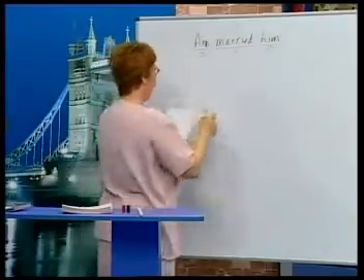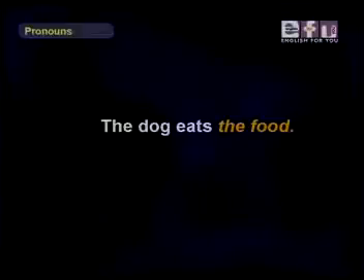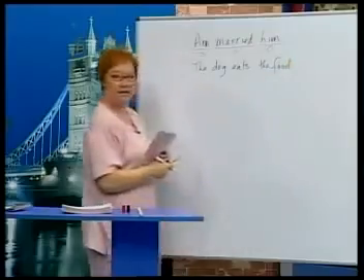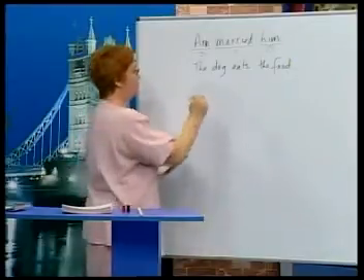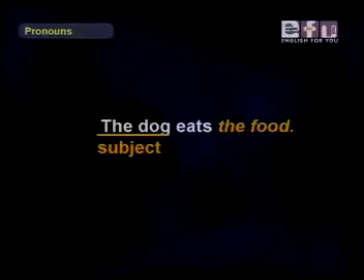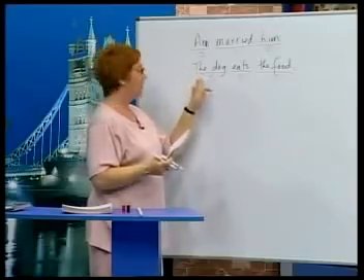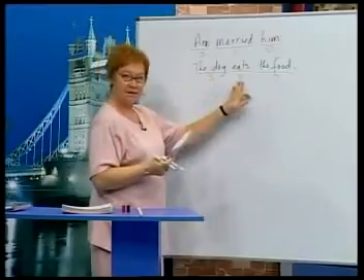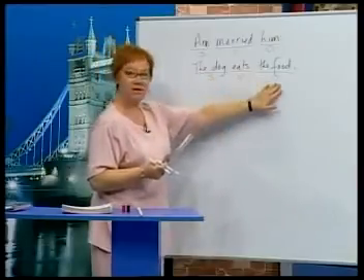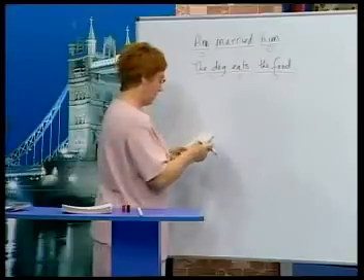Here's another example. The dog eats the food. The dog eats the food. Now, again, we have the subject, the dog. Eats is the verb. And the food is the object. What does the dog do? It eats. The object is what does the dog eat, okay, the food.